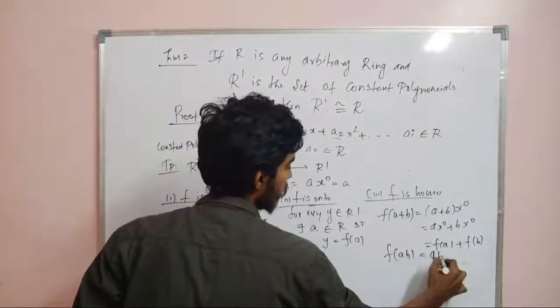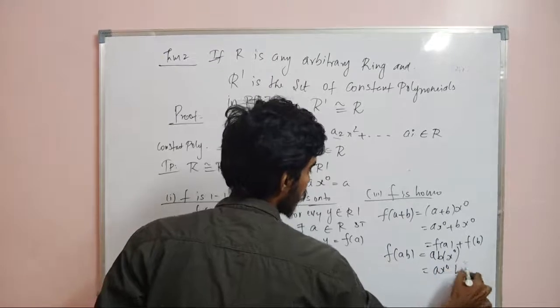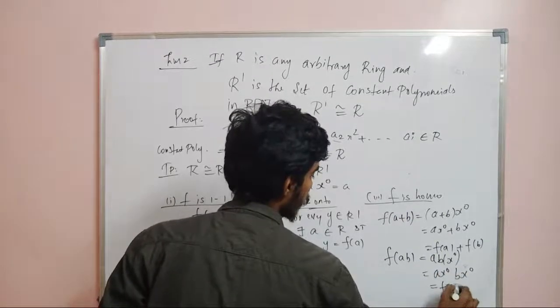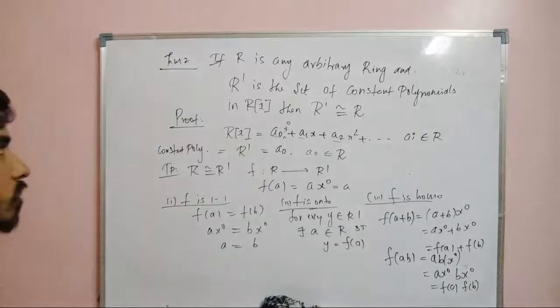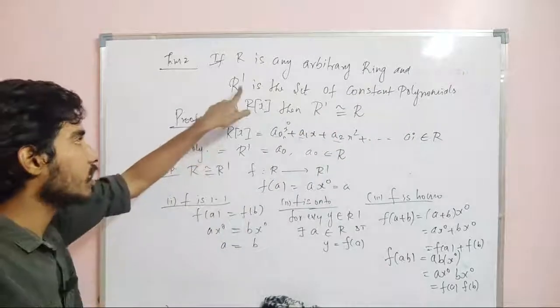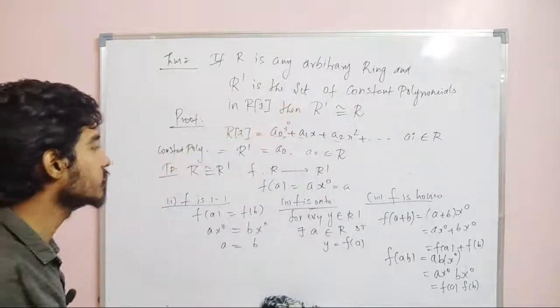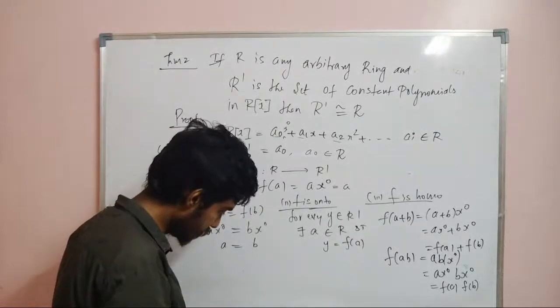And again, what about f of ab? It is nothing but ab x power 0. So this is nothing but a x power 0, b x power 0. This is nothing but f of a into f of b. So therefore, these two are isomorphic. That is, if R is any arbitrary ring and R dash is the set of all constant polynomials in R of x, then R dash is isomorphic to R.